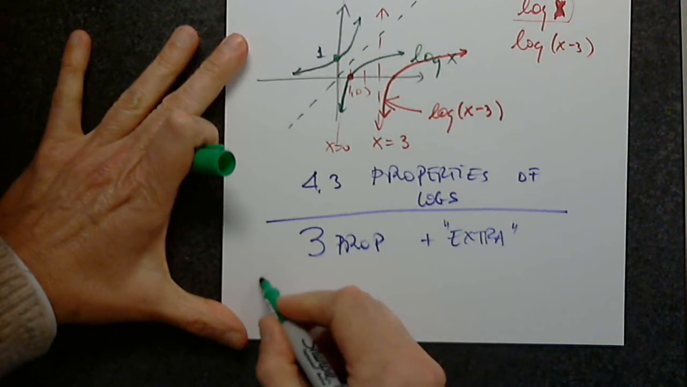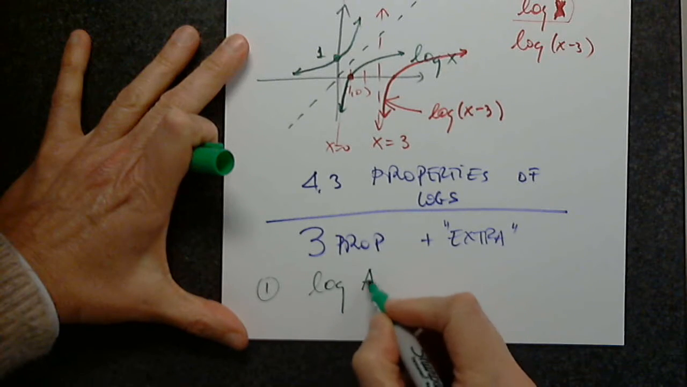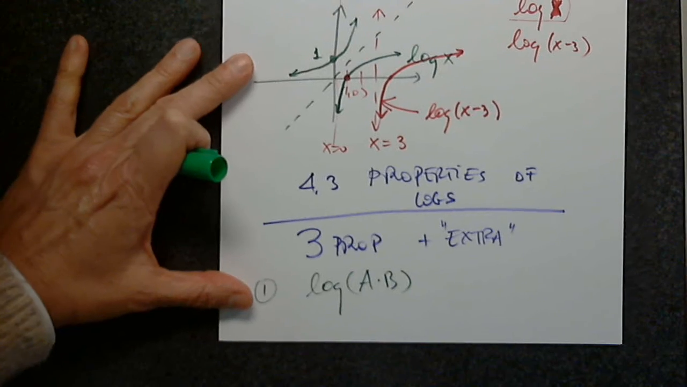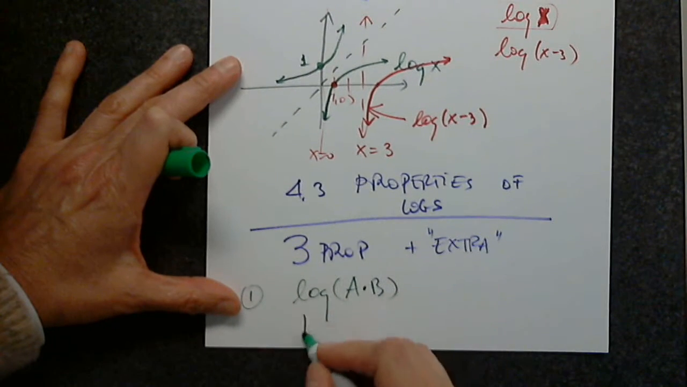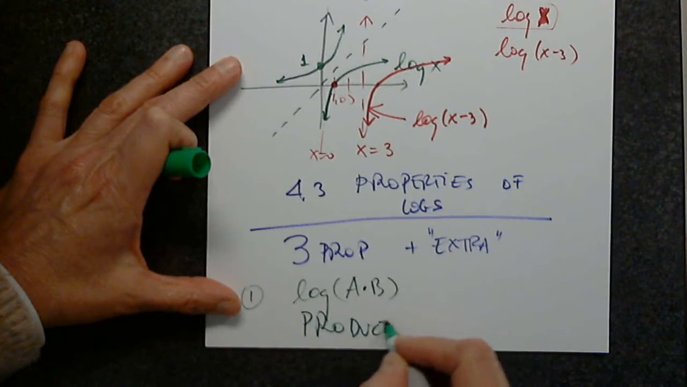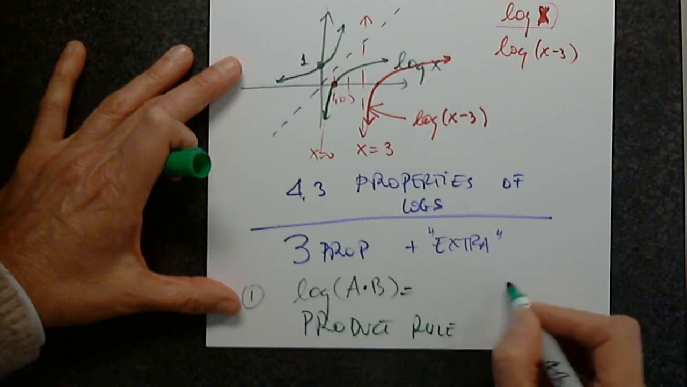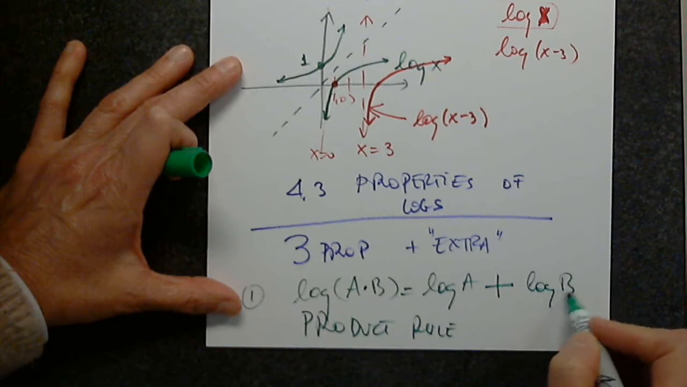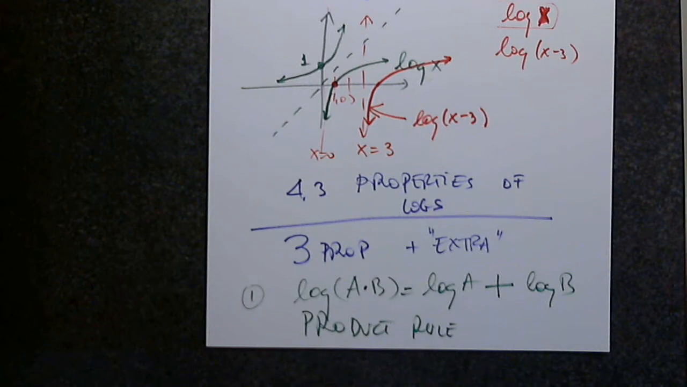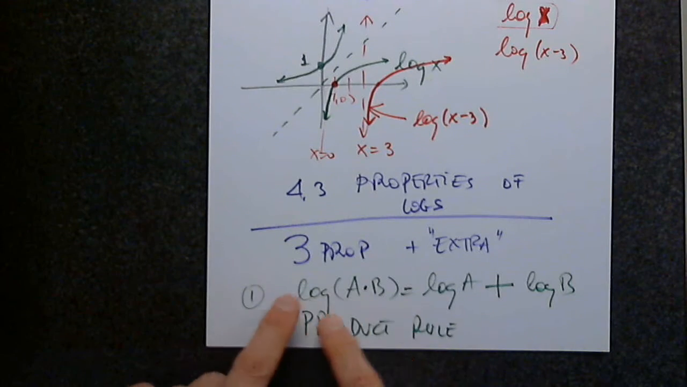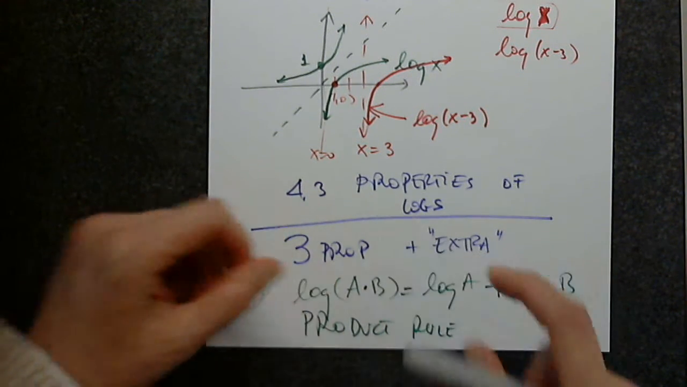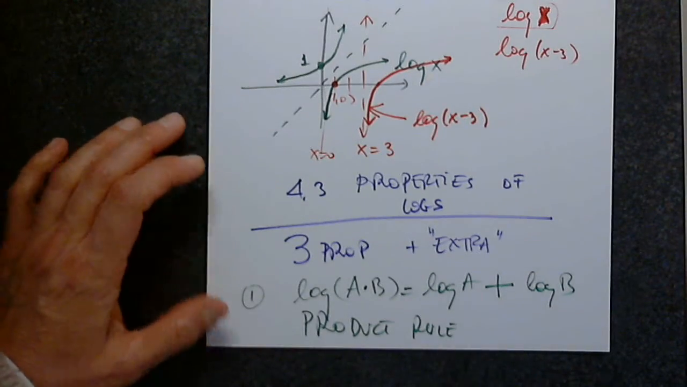Okay, number 1, log applied to a product in any base. So let's say base 10, it doesn't matter. Log applied to a product is the product rule. And this is a sum of 2 logs, log A plus log B. I want to caution you that this is not log of A times log of B. This is log applied to a product, which turns into the sum of the 2 logs.